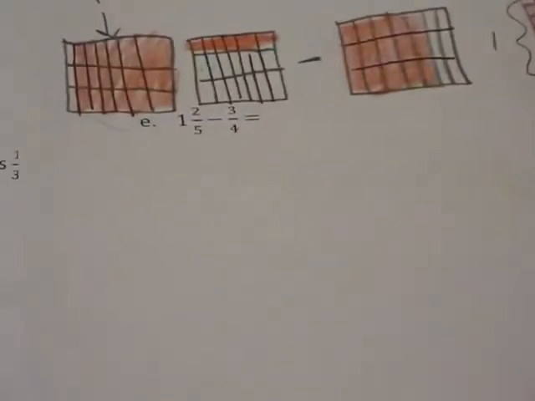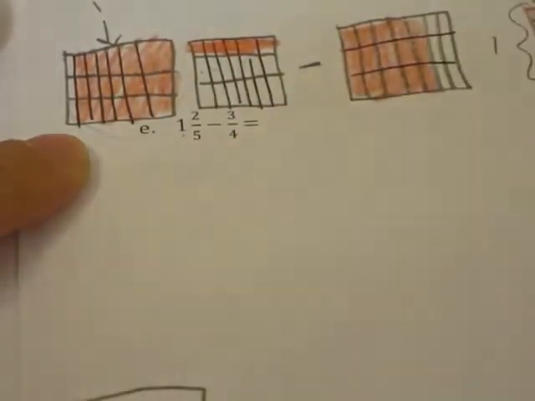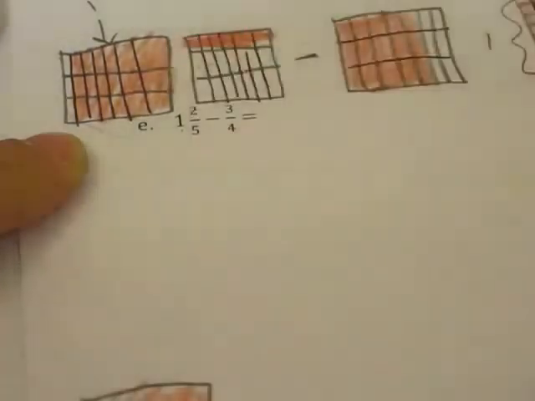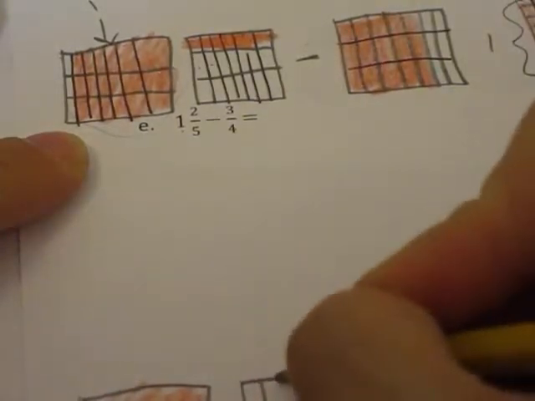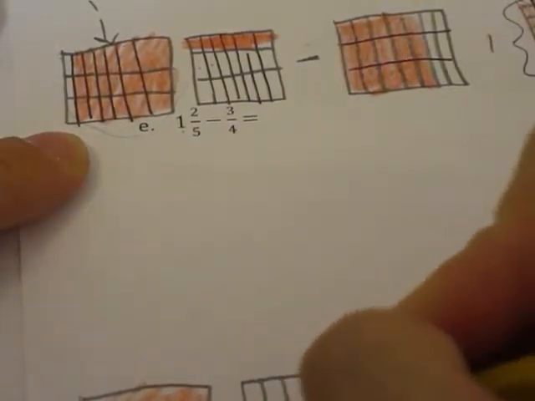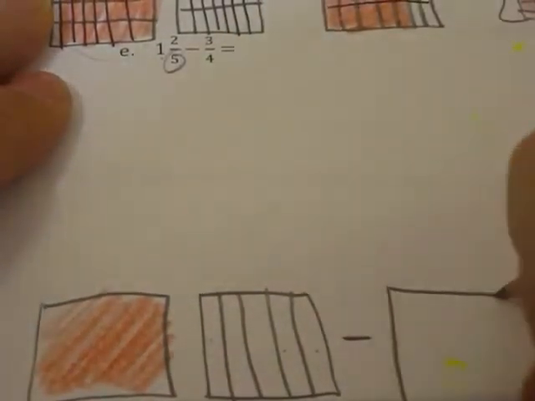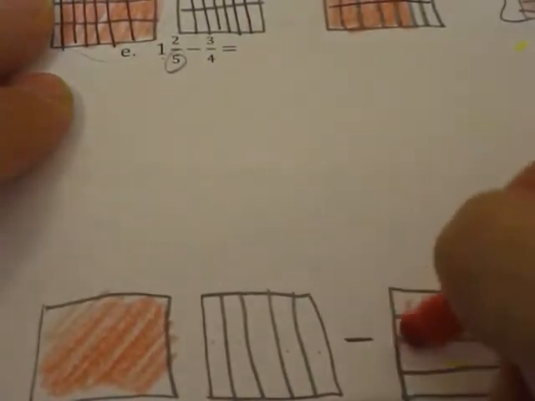E tells me 1 2/5 minus 3/4. So I have 1 whole. There's my 1 whole, and I have the whole thing. And I have 2 out of 5, so I need to draw another one. And this one I'm going to break up into 1, 2, 3, 4, 5 pieces, because that's what my denominator tells me to do. And then I'm going to subtract 3/4. So I break this up into fourths. I'm going to take those 3 away.